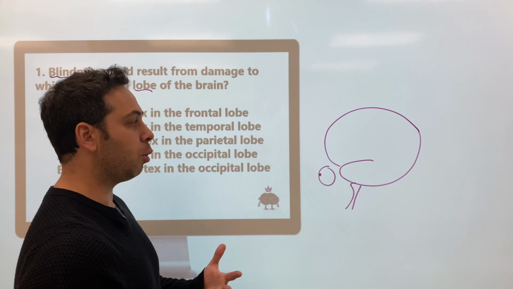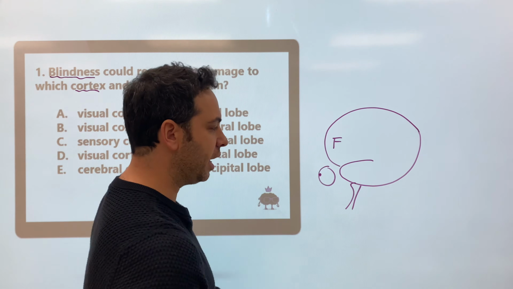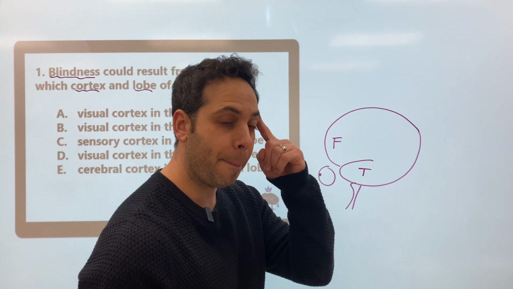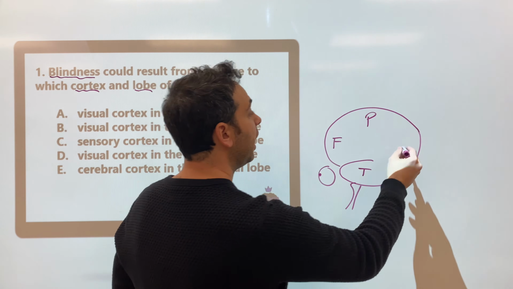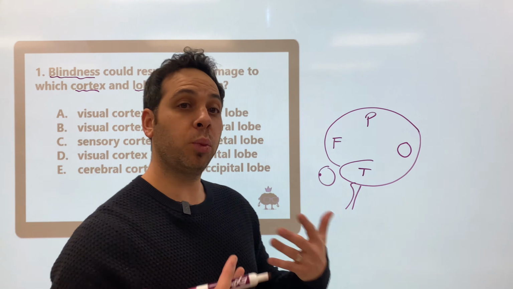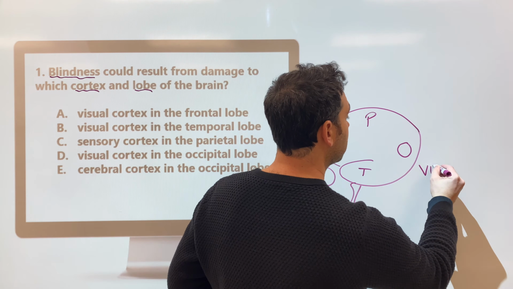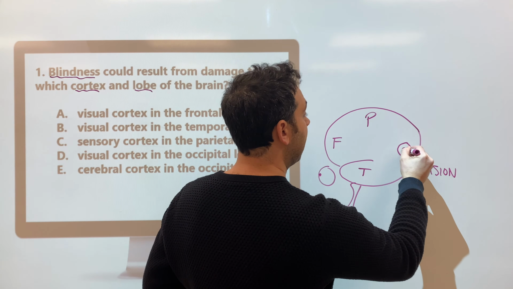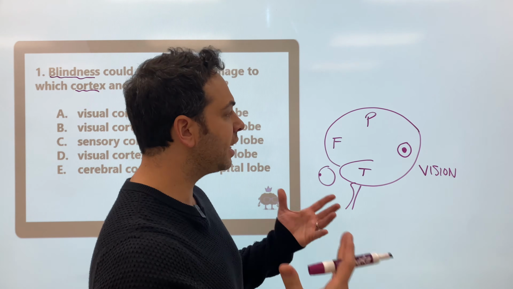So where are our lobes? Well, we have our frontal lobe, which sits right in the front of our brain, nice memory technique. Our temporal lobe, which sits right on the side by our temples, nice memory technique. Our parietal lobe sits right on top of our head, and our occipital lobe is located in the back of the brain. So which one deals with vision? Well, it is the occipital lobe. A nice memory technique is imagine this O is a giant eye. We got our pupil, we got our iris. That deals with vision.